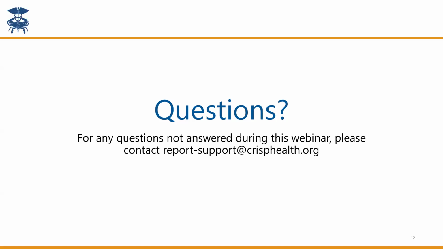Great. And Michelle asked, when will this be available for use? This report is available today. If you do not have access to CRISP reporting services at all, you can email support@crisphealth.org. If you already have access to CRISP reporting services and you just need help getting access to this reporting suite, you can send us an email, report-support@crisphealth.org, and we can help to get you set up.